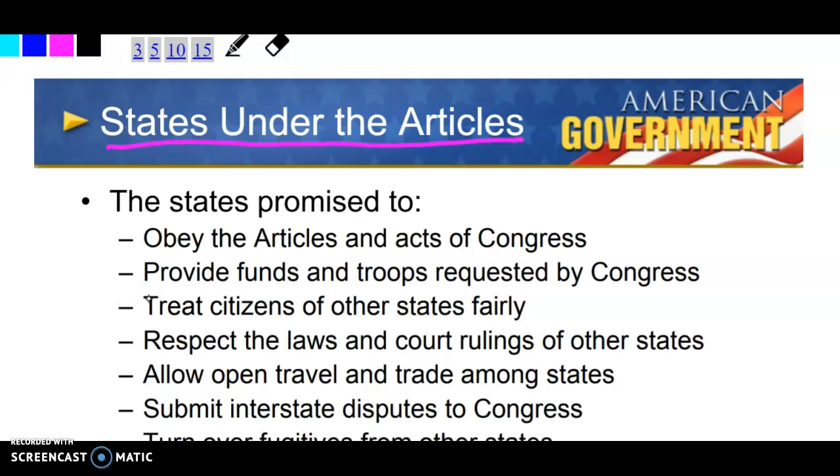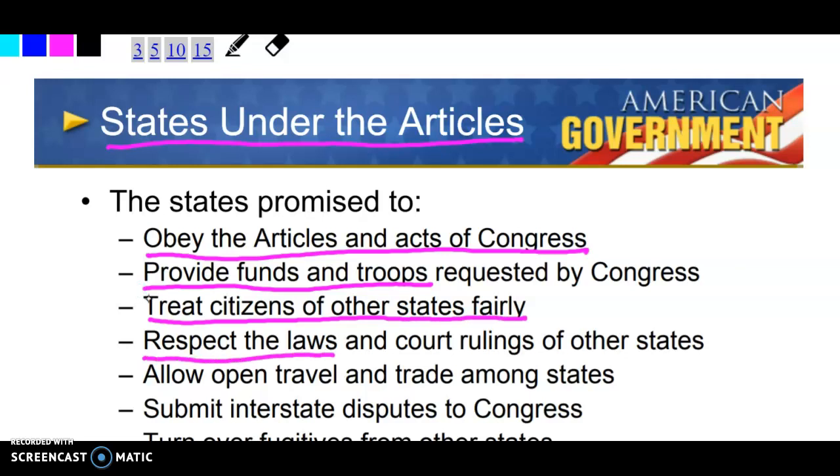So under the Articles, the states will obey the Articles and the acts of Congress. They would provide funds and troops if requested by Congress. They would treat citizens of other states fairly. They would respect the laws and court rulings of the other states. They would have open travel and trade with other states. They would submit interstate disputes to Congress, meaning if there was a problem between Georgia and Virginia, they would submit that dispute to Congress for Congress to look at and to settle.